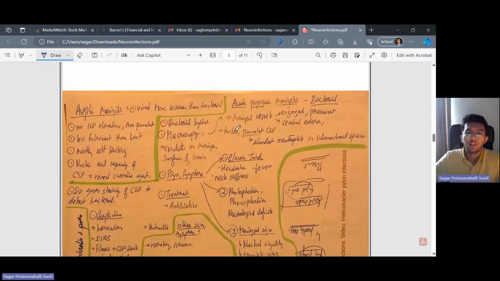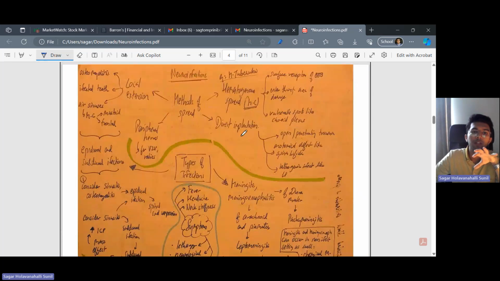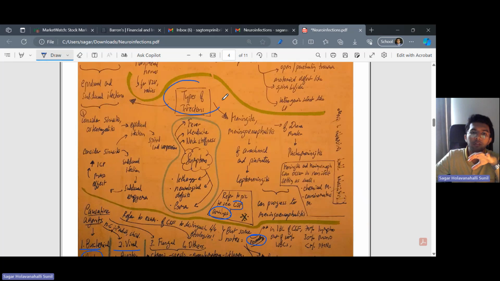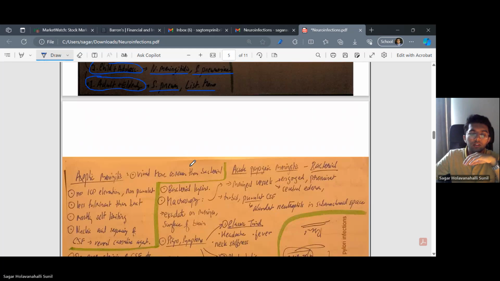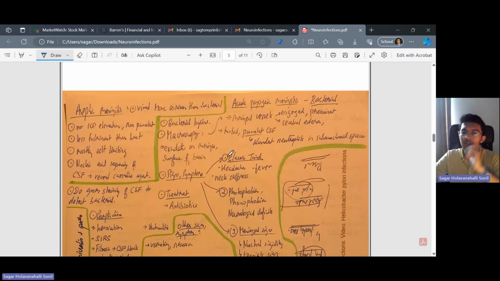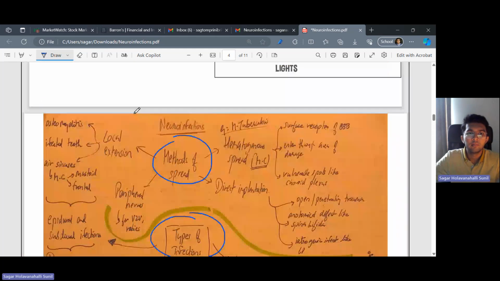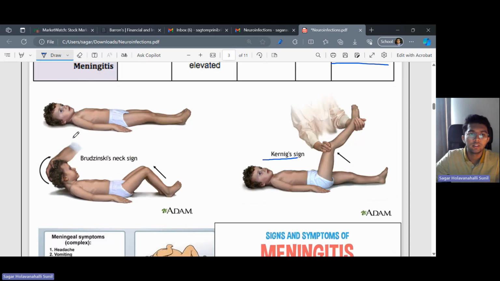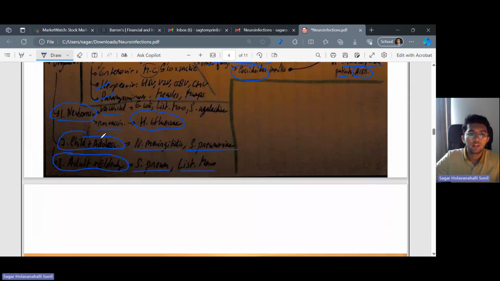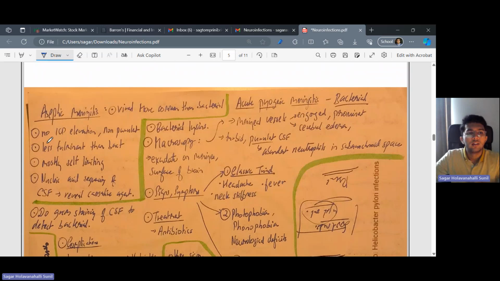So let's continue. Now let's go for aseptic meningitis. In this question, once you talk about the methods of spread, types of infections, most typical symptoms, and causative agents, you then come to the actual meningitis and encephalitis parts. Let's start with meningitis first. For aseptic, mention whatever I mentioned over here: appearance, opening pressure, WBC, proteins, and glucose. For the viral part, take all these values and put them into aseptic meningitis. Along with that, you have to mention certain extra points.